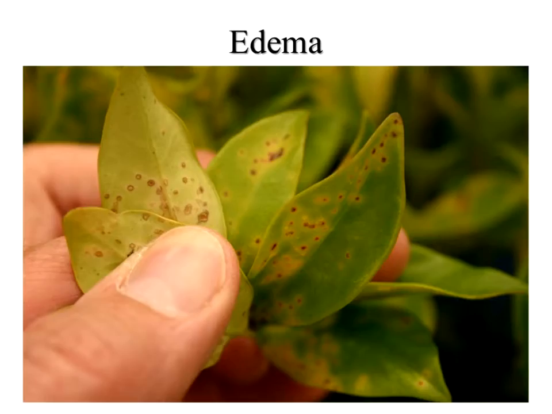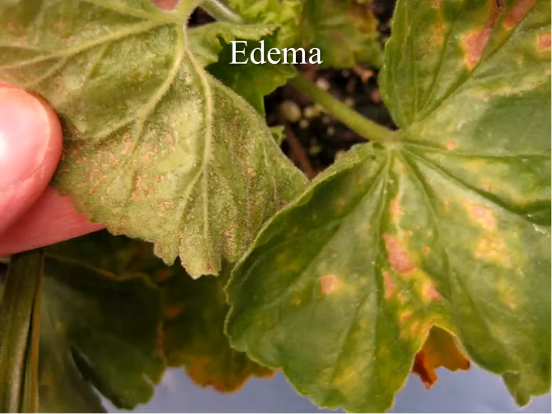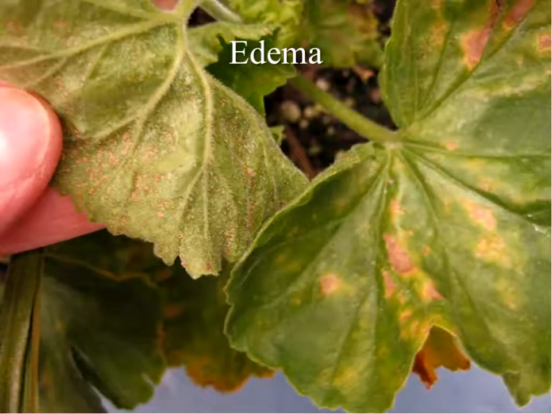What is edema? Well, it's something that we see in the form of spots, and they are blister-like on the underside of the leaf when they are fresh. As they dry out, though, they turn sort of corky, and this is typical on thick-leaf plants like euonymus, like ligustrum here, and even geranium. Especially the ivy-leaf geranium is quite susceptible to this.